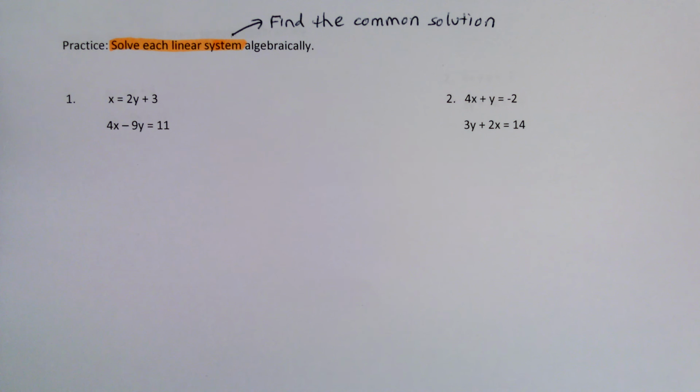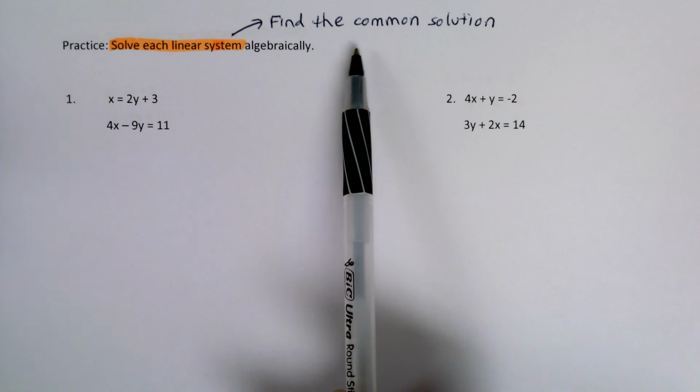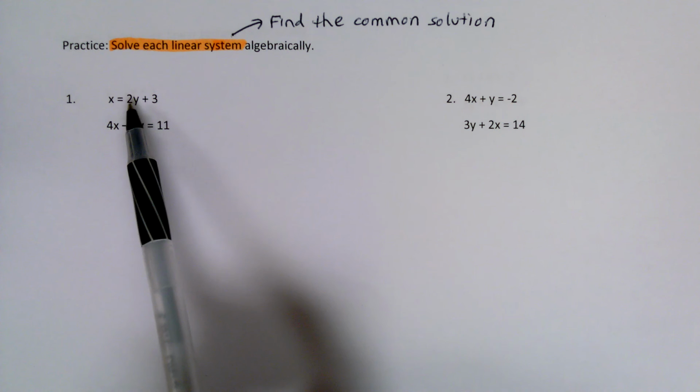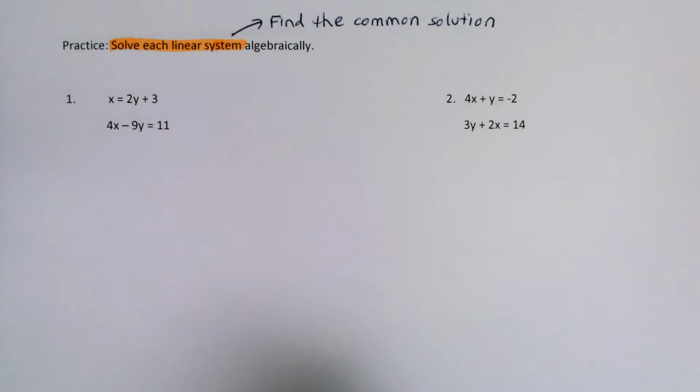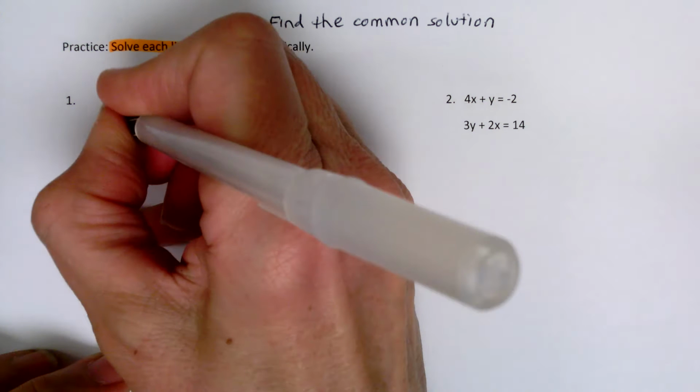Okay, so our directions read, solve each linear system algebraically. When we solve a system, we are looking for the common solution, the ordered pair that makes both equations true. So here I have two equations with the same two variables, x and y. I want to see, does either equation have a variable by itself? And it does. The first one has x by itself.